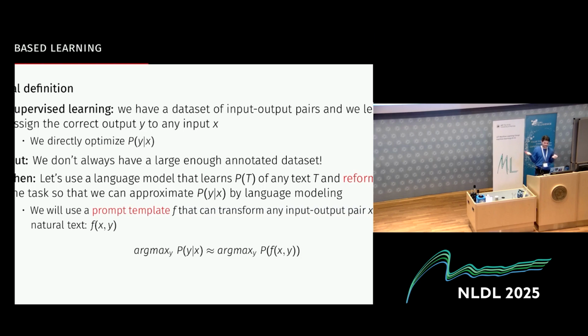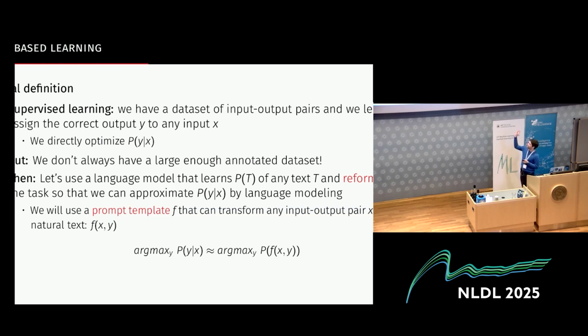In supervised learning, you have a data set of input and output pairs, and you learn to assign the correct label Y to any input X. Your model tries to estimate the probability that the label Y follows the input X. This is great if you have a very large annotated data set, but in practice you oftentimes don't really have this. But what you can do is use a language model.